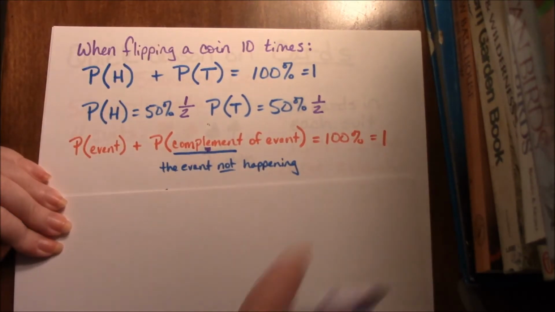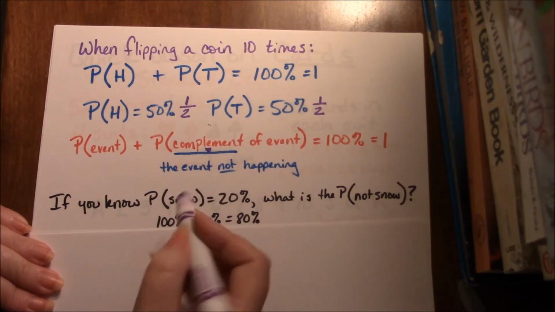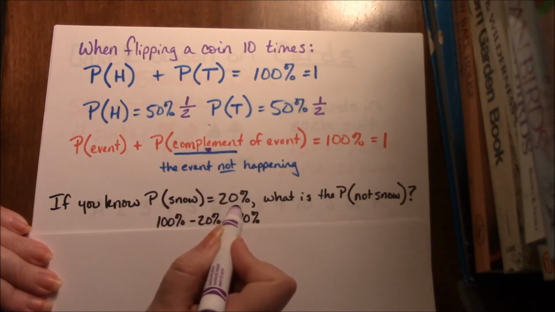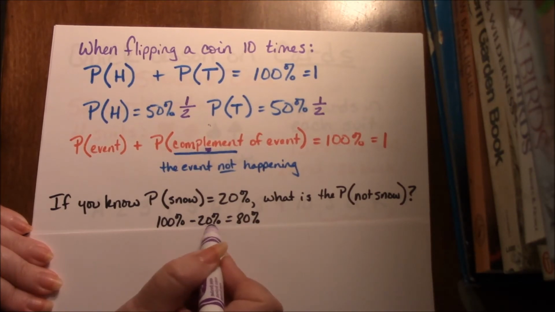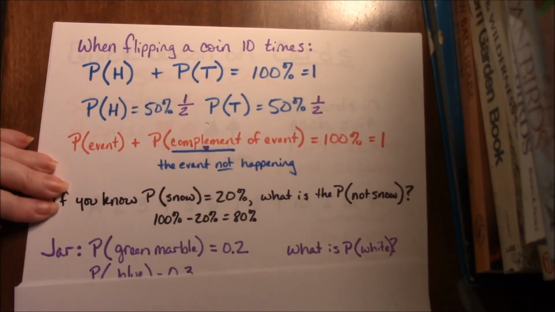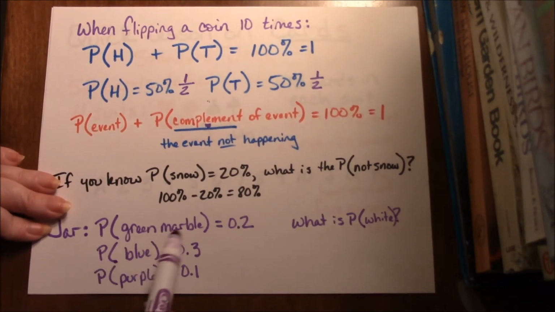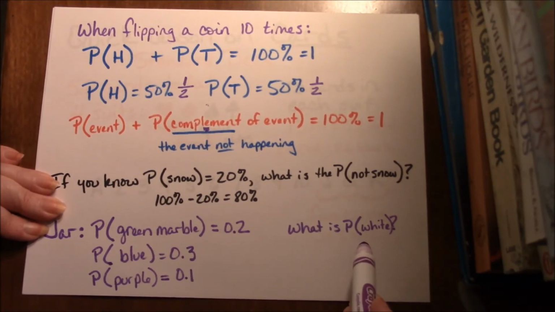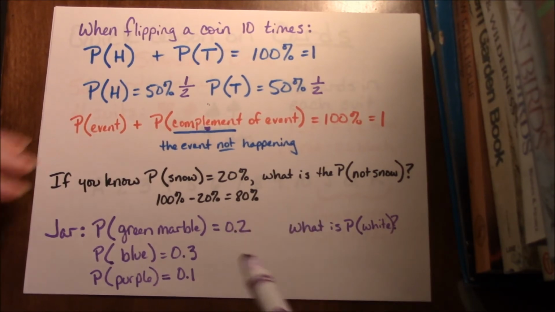So then they're going to ask you a lot of questions that sound kind of stupid. If you know that the probability that it's going to snow is 20%, what is the probability of it not snowing? And you say 100% minus 20% equals 80%. If there is a jar of marbles and the probability of pulling a green marble is 0.2, and you can make that into a percent, and the probability of blue is 0.3, and the probability of purple is 0.1, what is the probability of white? If I told you that these were the only possible colors in the jar of marbles.